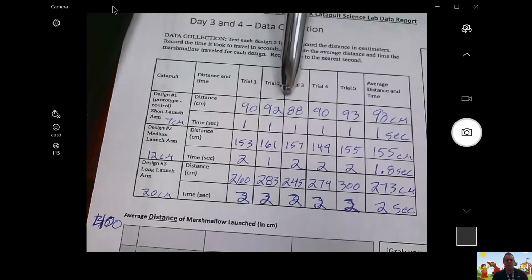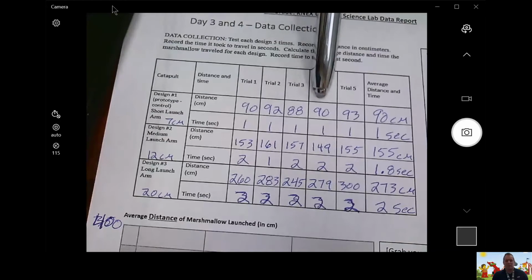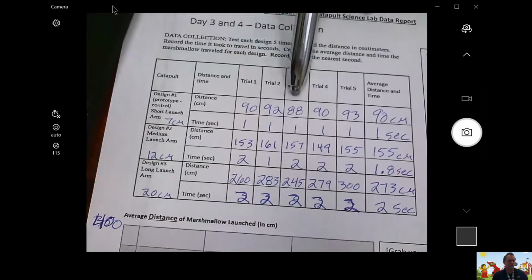Now, it's possible that you do get an outlier. Maybe a marshmallow hits an object like a table or a chair. You could redo that one if you get an outlier that doesn't really fit with the other numbers.